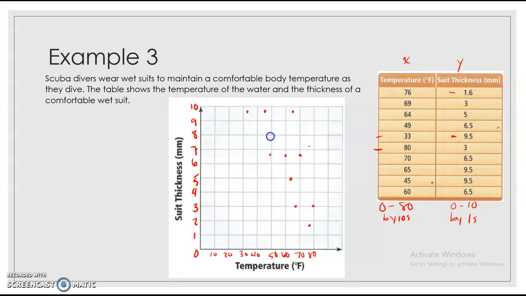Basically, all it is is a list of points that you're throwing on, and these just happen to have meaning because it's the temperature and suit thickness of what scuba divers wear. So we do have more to talk about, like clusters and associations. So those are in our next videos. I'll see you there, 8th graders.